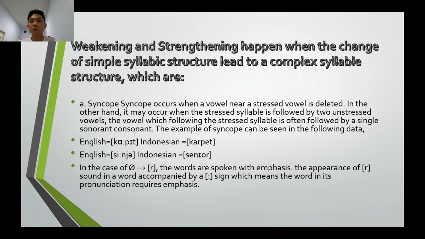Weakening and shortening happen when the chain of simple syllabic structure leads to a complex syllable structure, which are a syncope. Syncope occurs when a vowel near a stressed vowel is deleted. On the other hand, it may occur when the stressed syllable is followed by two unstressed vowels. The vowel following the stressed syllable is often followed by a single sonorant consonant. The example of syncope can be seen in the following data.